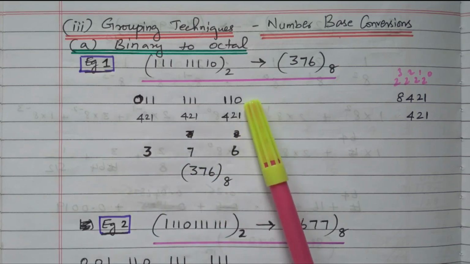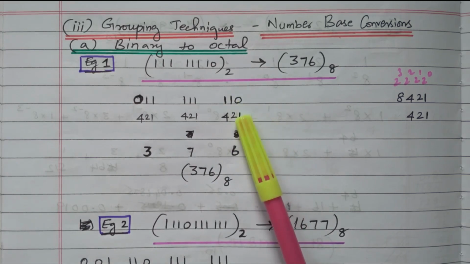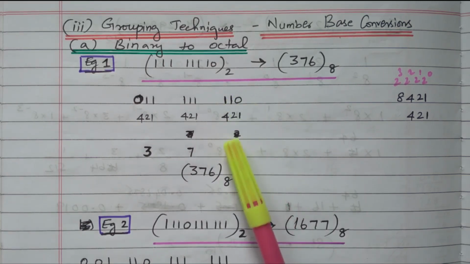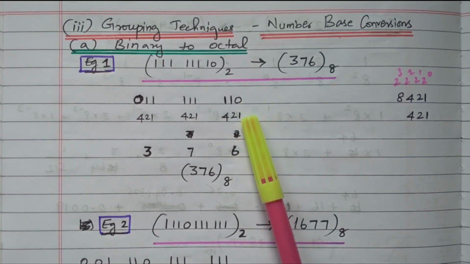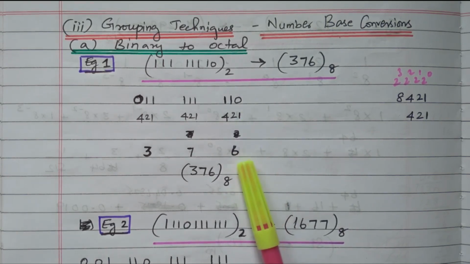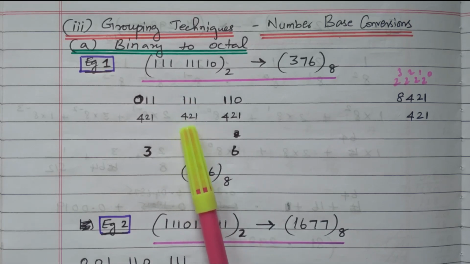Here 0 is available, so this first digit becomes 0. Here 1 is available, so we have 1 into 2, 2, and 1 into 4, 4. So 4 plus 2, 6. This 1 is 0, so no need to consider it. So 4 plus 2 is 6. Here all ones are available, so 4 plus 2, 6, 6 plus 1, 7.